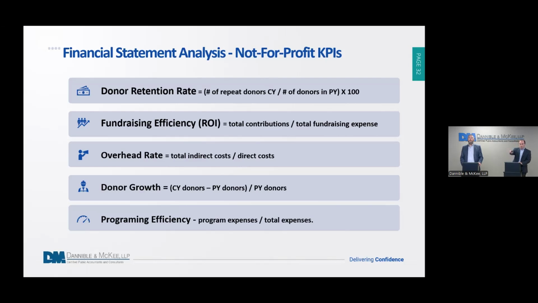And then these are your non-for-profit KPIs, your donor retention rate. So that'll be your current year donor list, and then comparing that to your prior year donor list. How many people are coming back year over year to provide donations? Your fundraising efficiency, that'll be your total contributions divided by your fundraising expense.